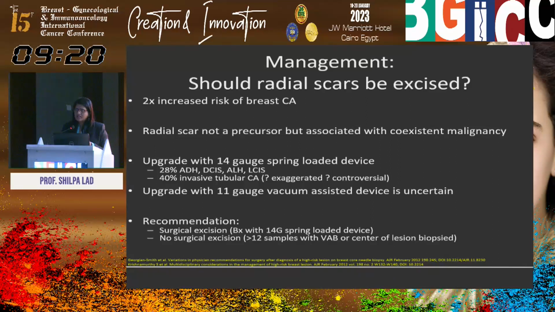And in some cases, some studies have also shown that the upgrade to a tubular carcinoma can be as high as 40%. Therefore, if the first pathology report shows radial scar, either you repeat the biopsy with a 10-gauge vacuum-assisted device. A minimum of 12 samples should be obtained. If that is completely negative, it is okay to follow the patient. If the patient is not willing to have a repeat vacuum biopsy, surgical excision biopsy can be recommended.